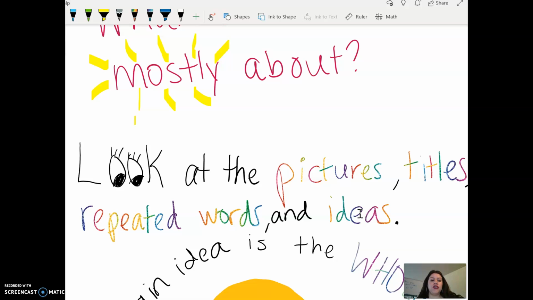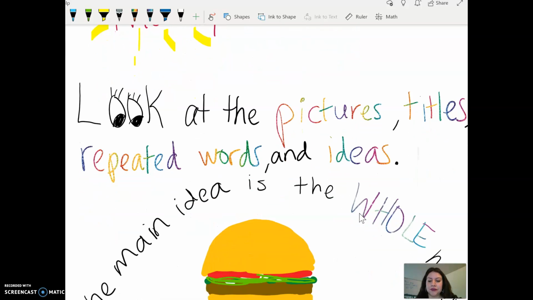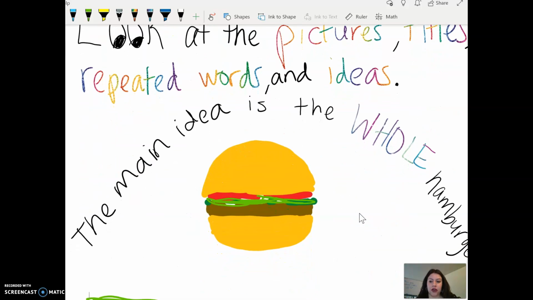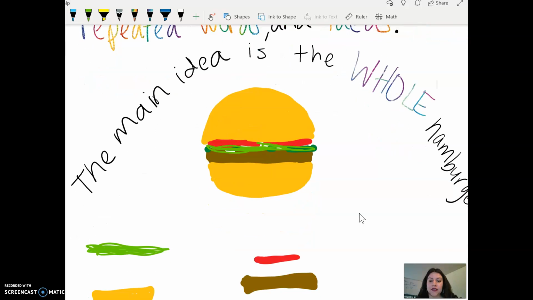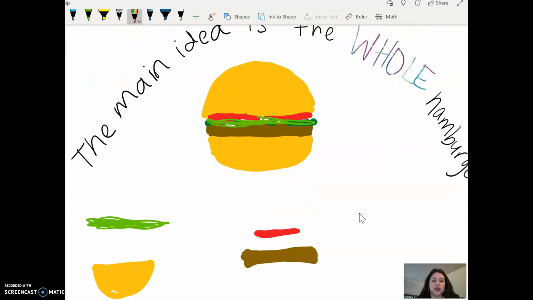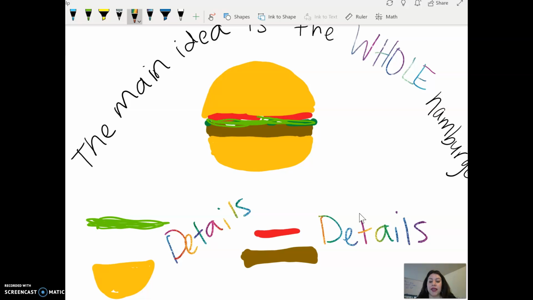This is a way that you can picture it. The main idea is the whole hamburger, okay? The lettuce, the tomato, the bun, the meat, those are all details. They're important because they help make up our main idea, but it's not everything by itself. If you just tell me that the story was about tomatoes when it was also about these other things, you're not telling me the main idea. You're only telling me the detail. So let's give another example.